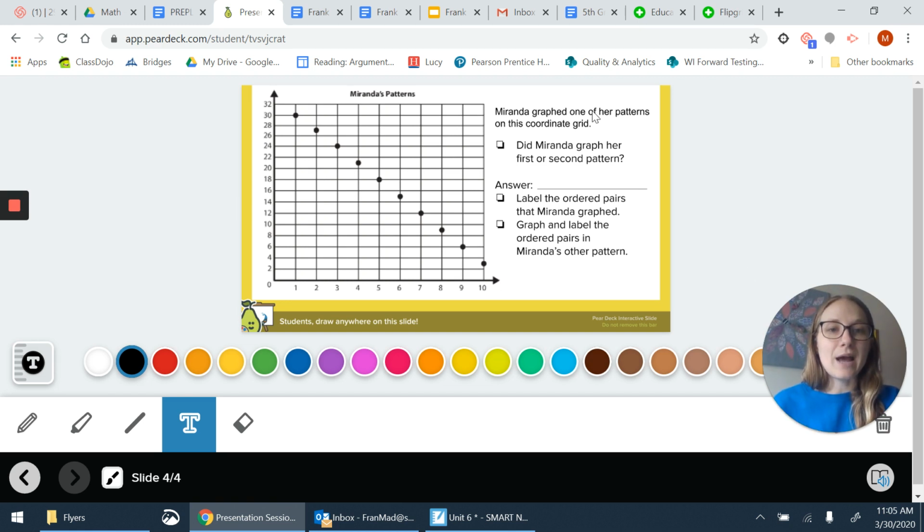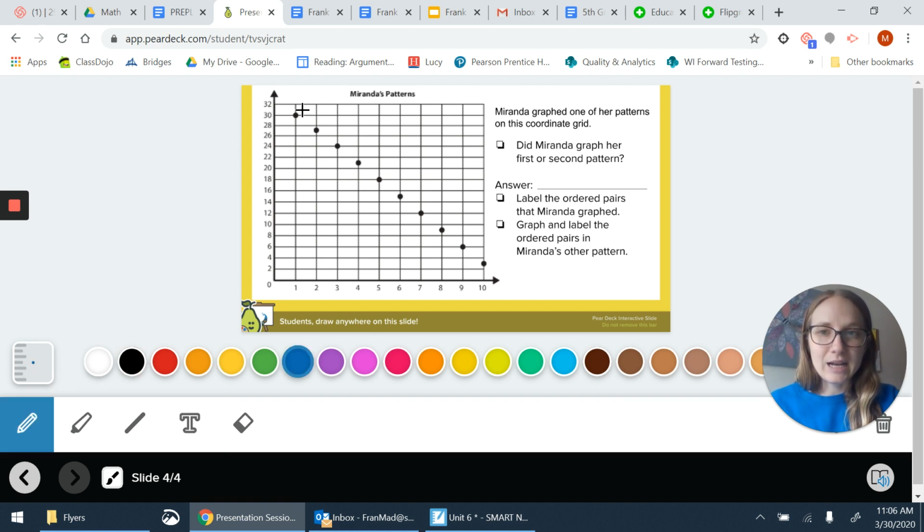So Miranda then graphed one of her patterns. So you're looking back at the first 2 slides about Miranda's patterns before this. She graphed one of those patterns here. Which pattern did she graph, her first or her second? Some of you have this question on the next slide, okay? Once you've answered that, then you need to label the ordered pairs that Miranda graphed. I was thinking at first that I would write in those ordered pairs, but I think it might be easier to add a text box.